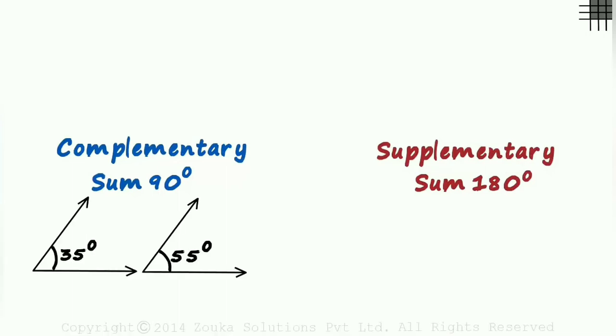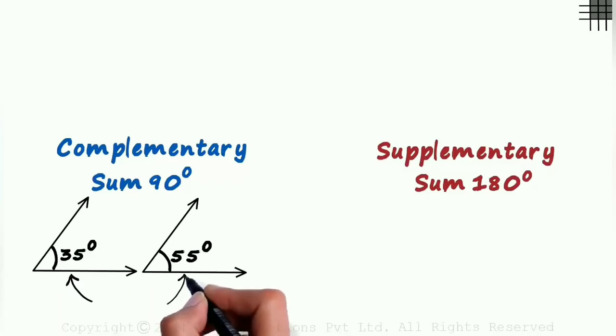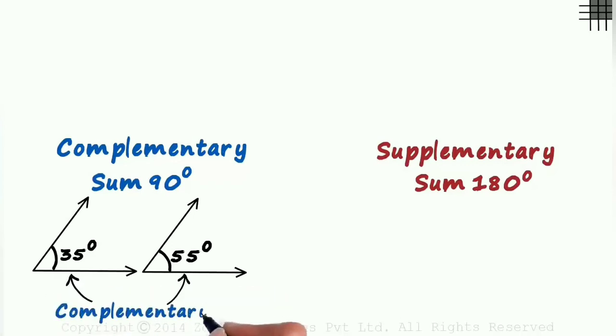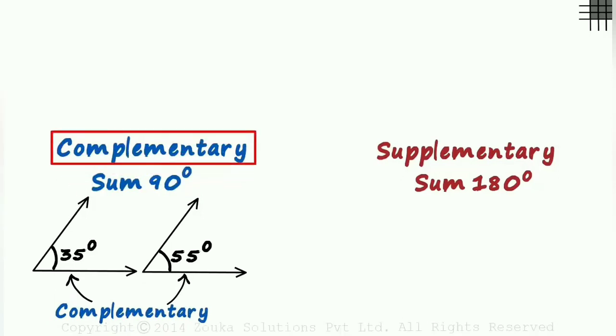Look at these two angles. 35 plus 55 is 90. So yes, they are complementary angles. If the sum of two angles is 90 degrees, then they are complementary.